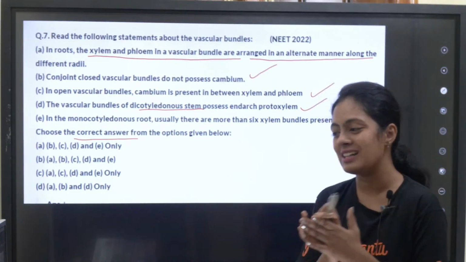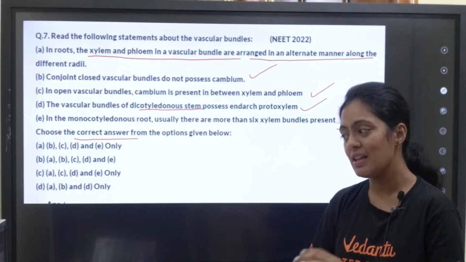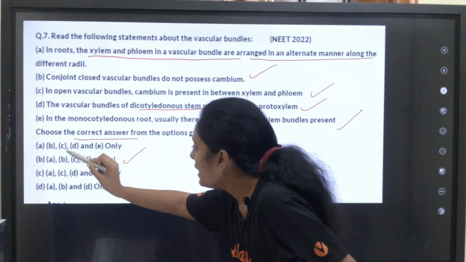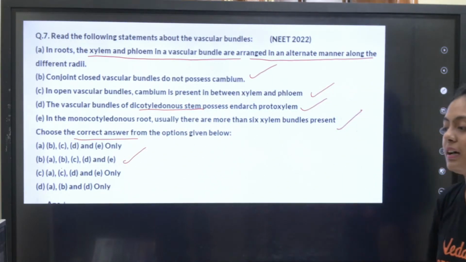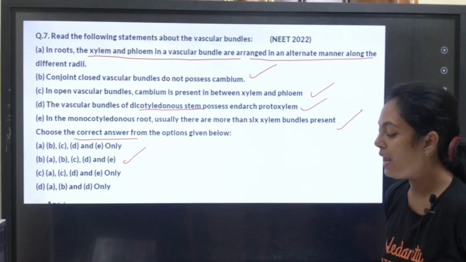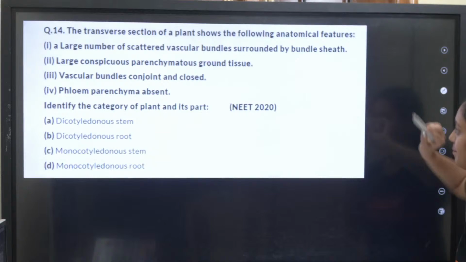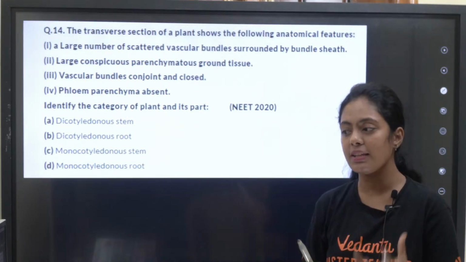So what is the right answer, friends? Let me know. Are all the statements correct? Yes. All the statements are correct. So the right answer is option B, A, B, C, D and E. All statements here are correct. Okay? Yes, all are correct. Absolutely correct. So can we move on to the next question? Yeah. See how everything comes here? They ask statement based questions more.